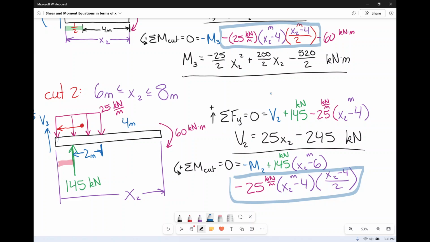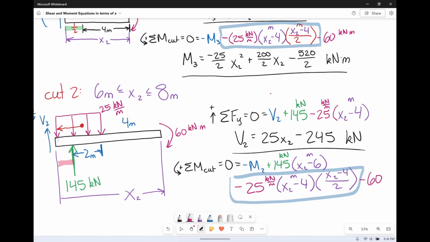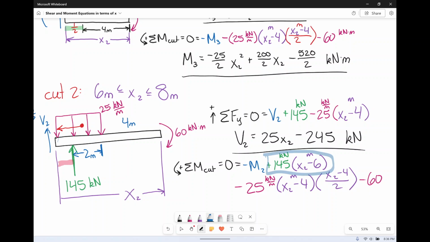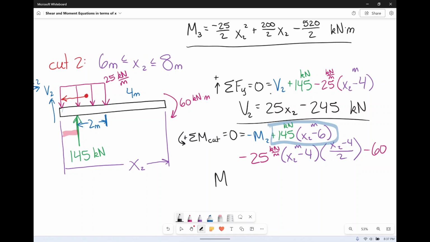Yep, and the only thing that we have left to add is just minus 60. So in fact, as disgusting as this whole entire equation is, the only thing that changed from M2 to M3 is this little bit right here. So we're going to take our same thing that we had for M3, rewrite it for M2, but adding in our little 145 times x2 minus 6.